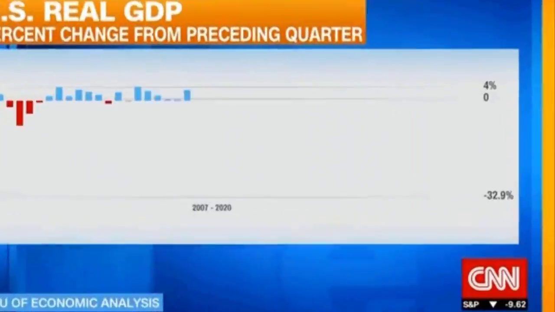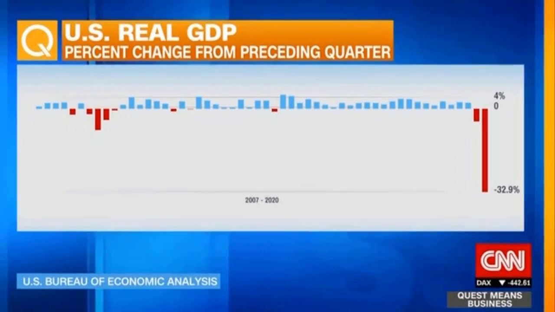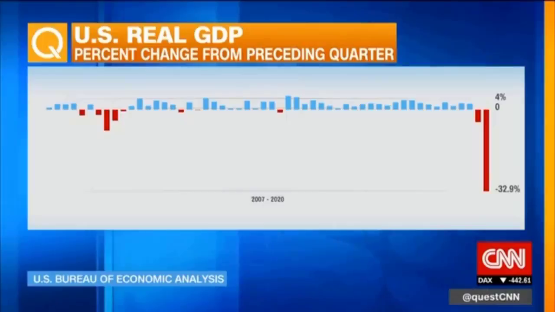Now it is in recession, a staggering contraction of 32.9%. The pandemic wiped out the last 5 years of economic growth in just a matter of weeks.